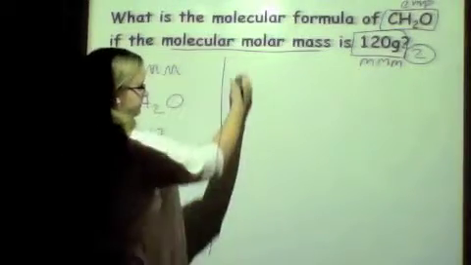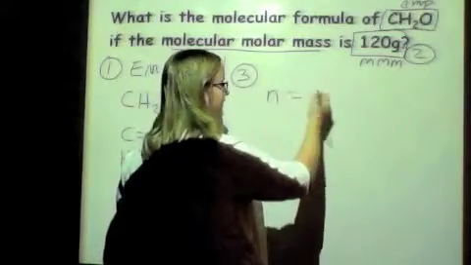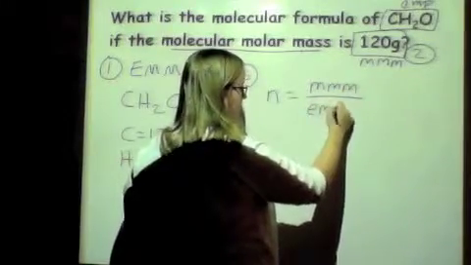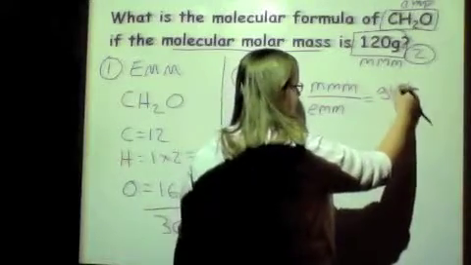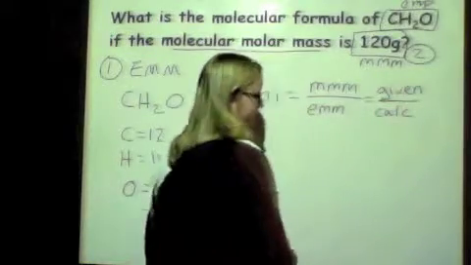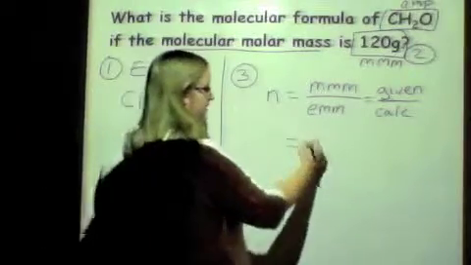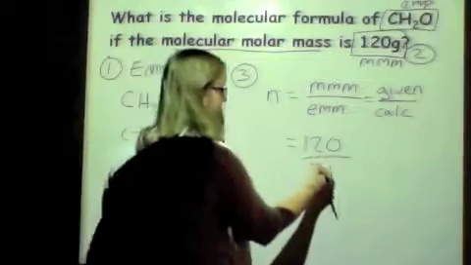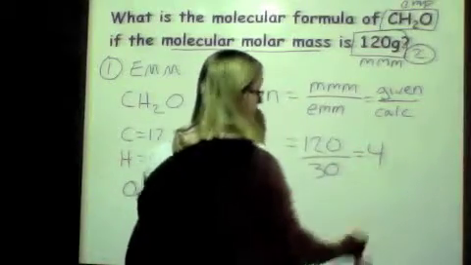Step 3 is to now just find N, which is just an arbitrary number that you find. So you're going to do molecular molar mass divided by empirical molar mass. Or, if you want to learn it this way, the given divided by the calculated. So in this case, the molecular molar mass, the given, is 120. The empirical molar mass is what you calculated, which is 30. So 120 divided by 30 is 4.